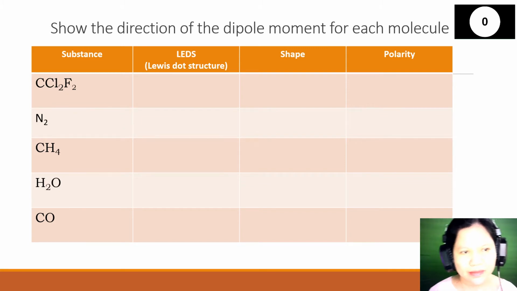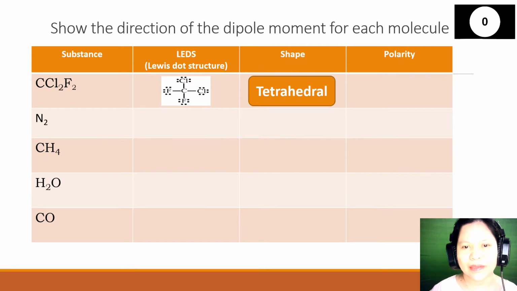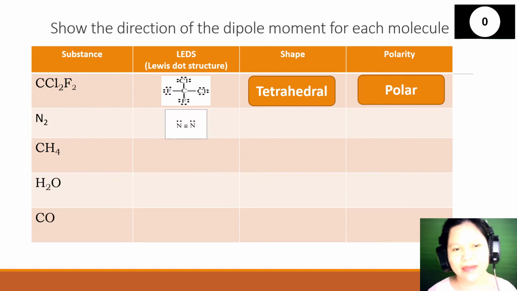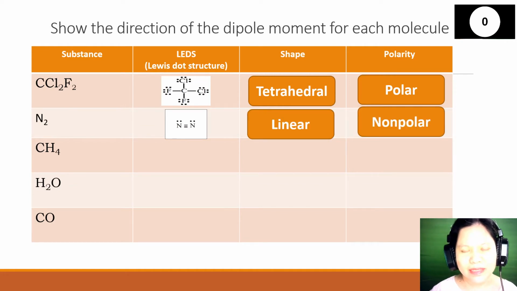Now for number 1, the Lewis dot structure looks like this. So you have fluorine, fluorine, and chlorine. So the central atom is carbon. Then the shape is tetrahedral. What would be the polarity? So that is polar. What about number 2? Okay, nitrogen gas, it looks like that. And the shape is linear. Then it is non-polar.